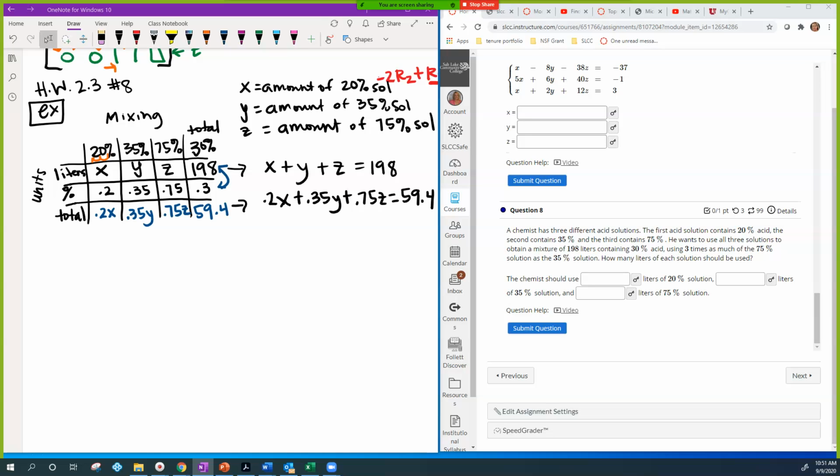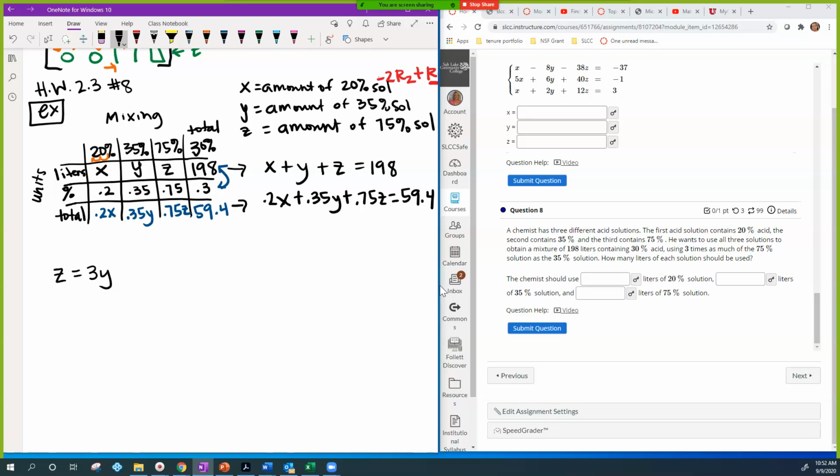But this next part is different, because to make our third equation, we have to use this line that says using 3 times as much of the 75% solution as the 35% solution. Remember, we called the 75% solution Z and the 35% solution Y. So how could I write that as an equation? Would it be Z equals 3 times Y? Okay, so let's look at that. So would this be it? Z equals 3 times Y.